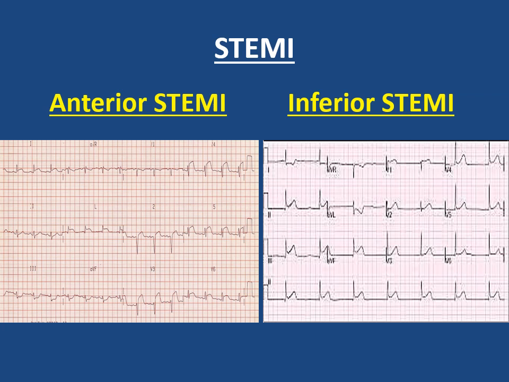This is an example of ECG showing STEMI, ST elevation myocardial infarction. On the left side, we can see a case of anterior myocardial infarction, ST elevation in the anterior precordial leads. And on the right side, we can see a case of inferior myocardial infarction, ST elevation in the inferior leads with reciprocal ST depression in I and aVL.